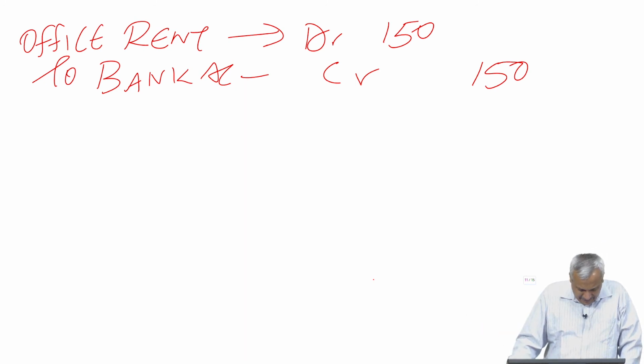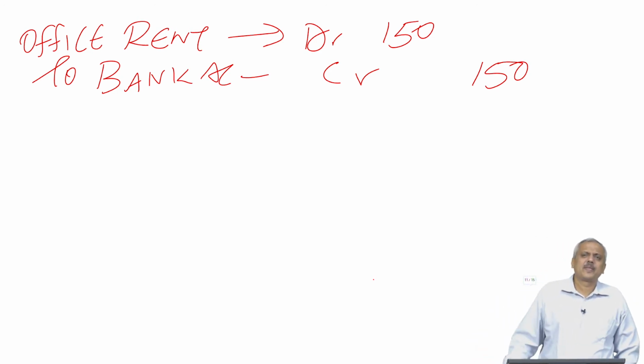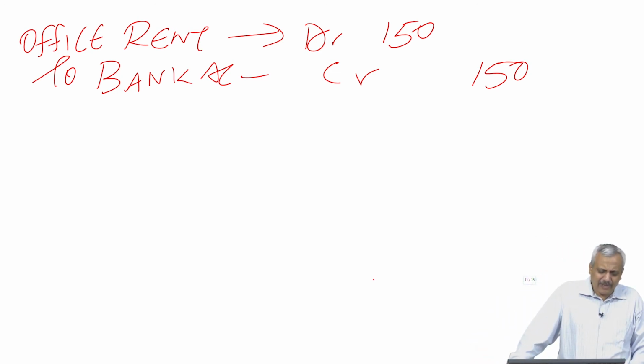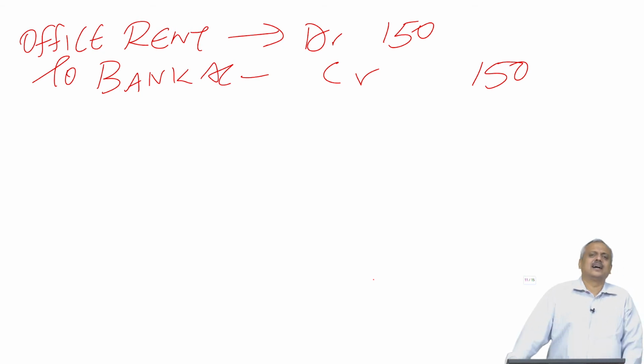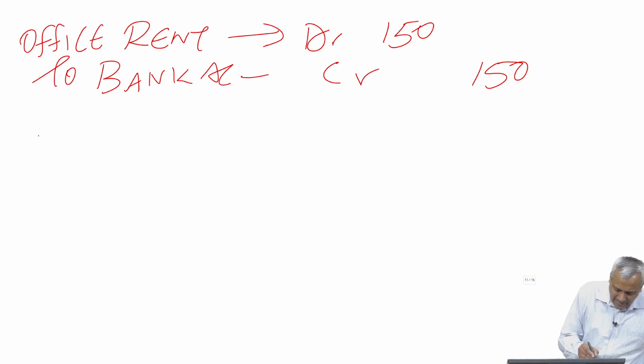Now, the next transaction says: paid office salaries rupees 250. Similar to this. What is similar? Office salary. Salary is what? Is it an expenditure, income, loss, gain, asset, liability, individual, entity? It is nothing but an expenditure. The moment you have an expenditure, what happens? Debit all expenses and losses, credit all incomes and gains.